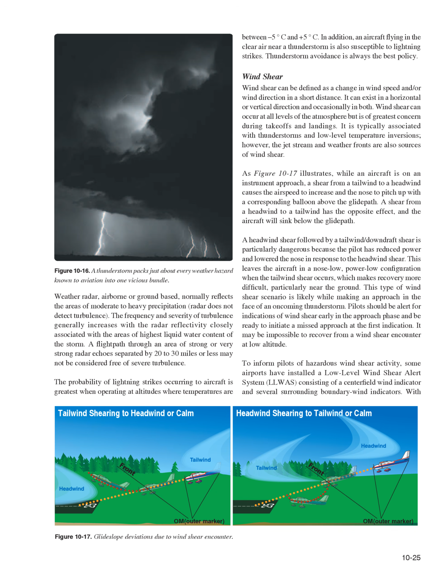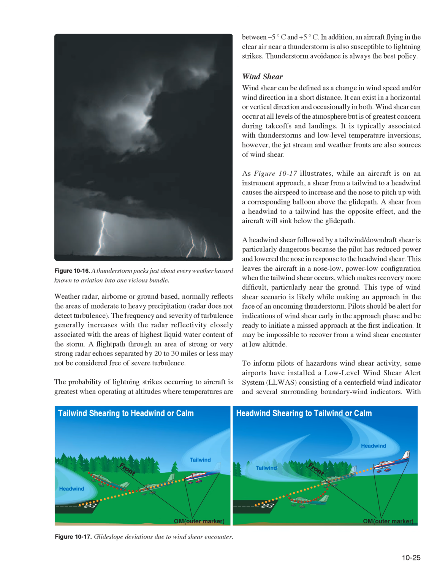The probability of lightning strikes occurring to aircraft is greatest when operating at altitudes where temperatures are between -5 degrees Celsius and +5 degrees Celsius, with tailwind shearing to headwind or calm. In addition, an aircraft flying in the clear air near a thunderstorm is also susceptible to lightning strikes. Thunderstorm avoidance is always the best policy.